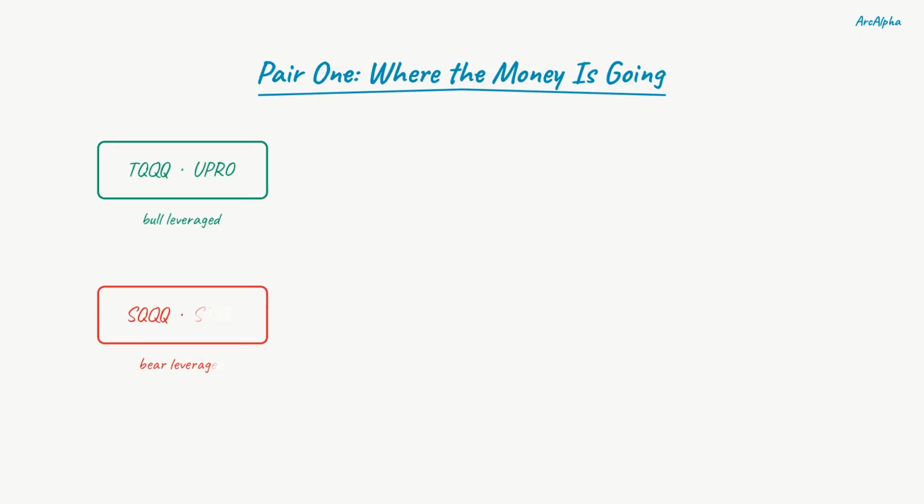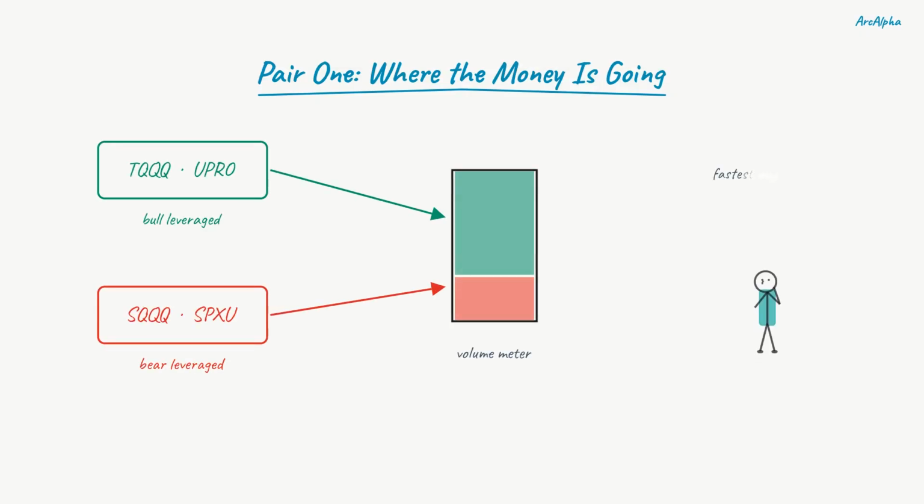First, leveraged flow. Which side of the trade is more aggressive money chasing, the bull leverage side or the bear leverage side? The platform watches volume across leveraged ETFs. Whichever side dominates tells you where active traders are leaning today. Real money being committed, not survey data.